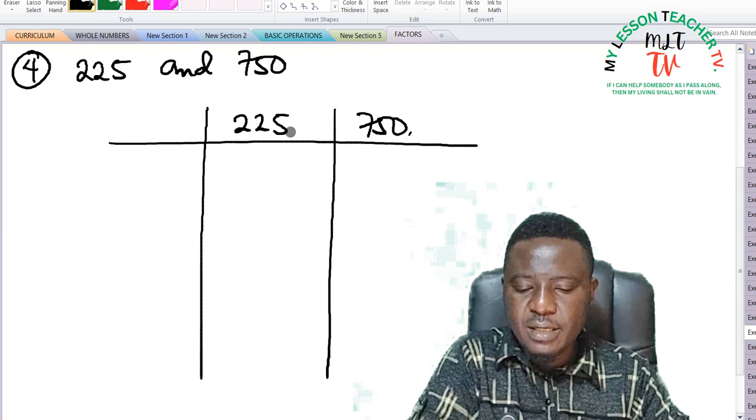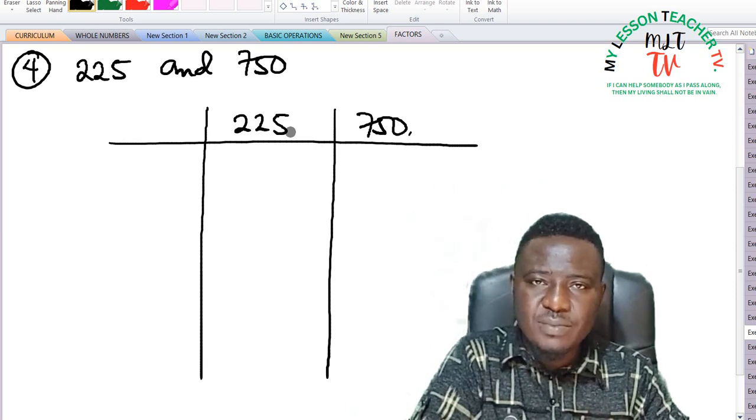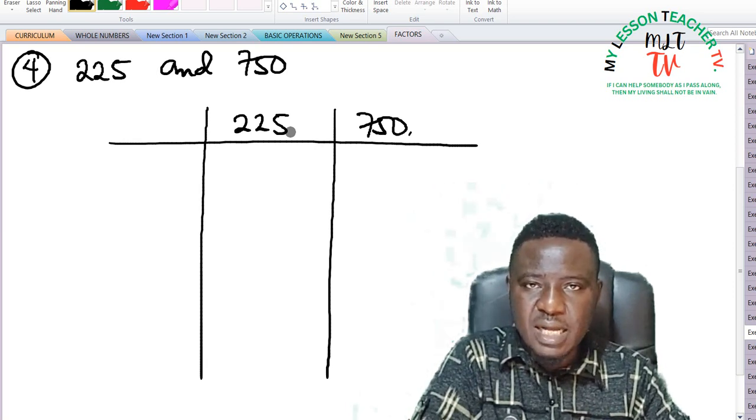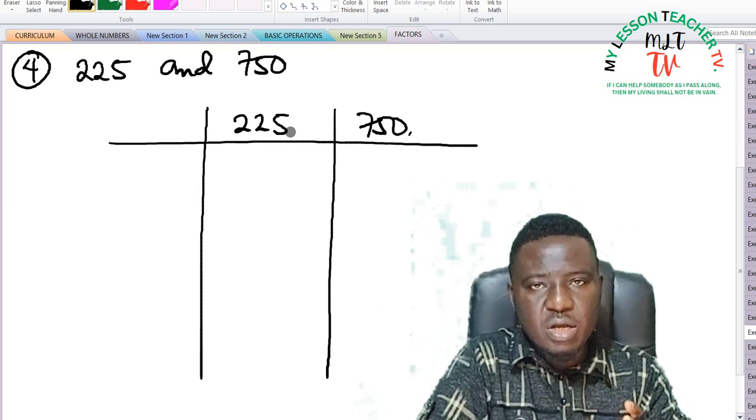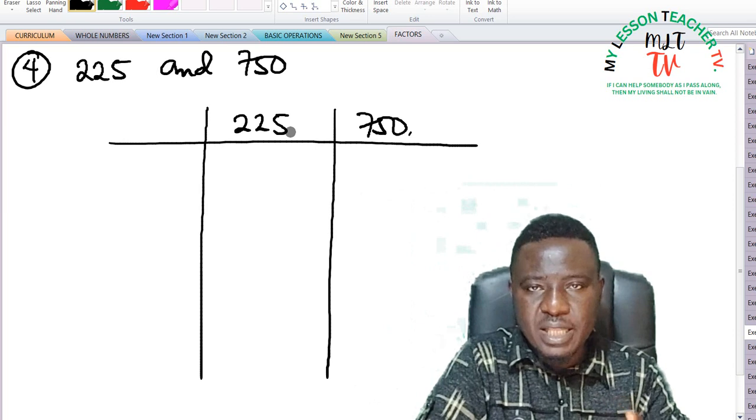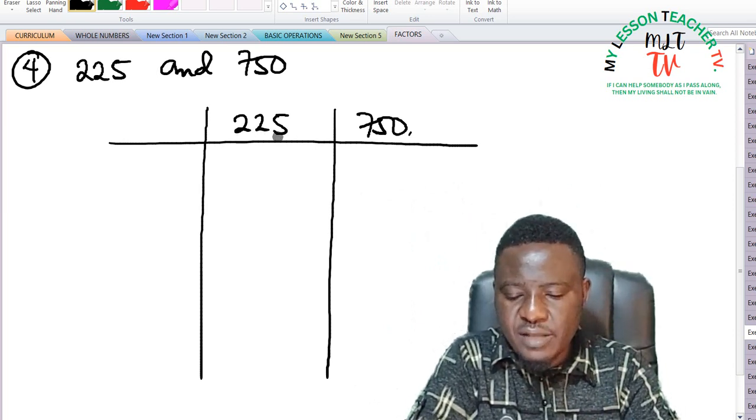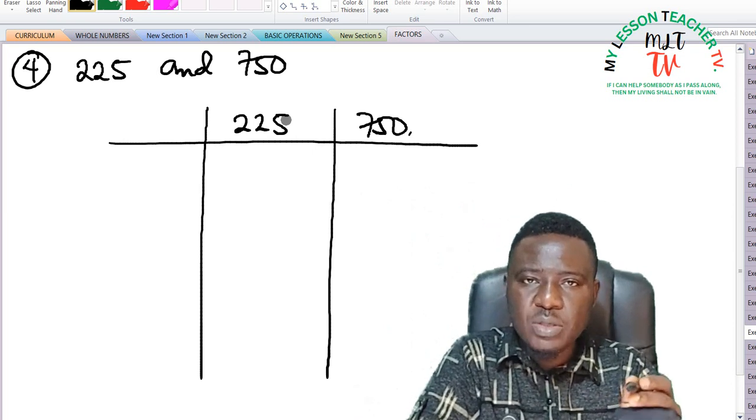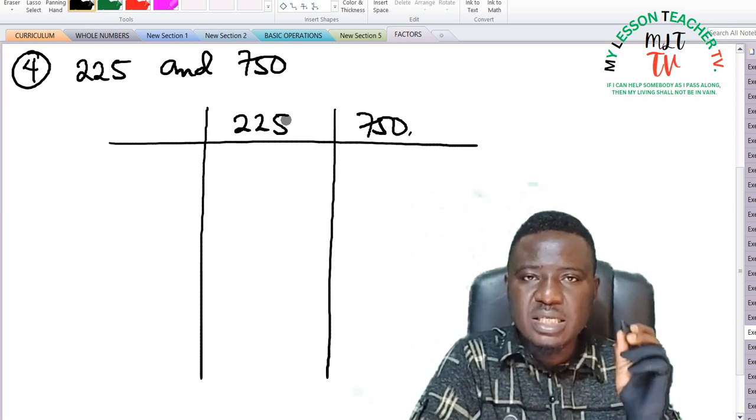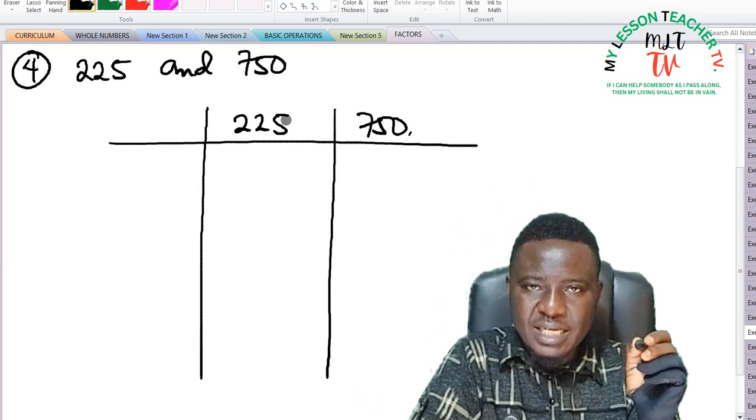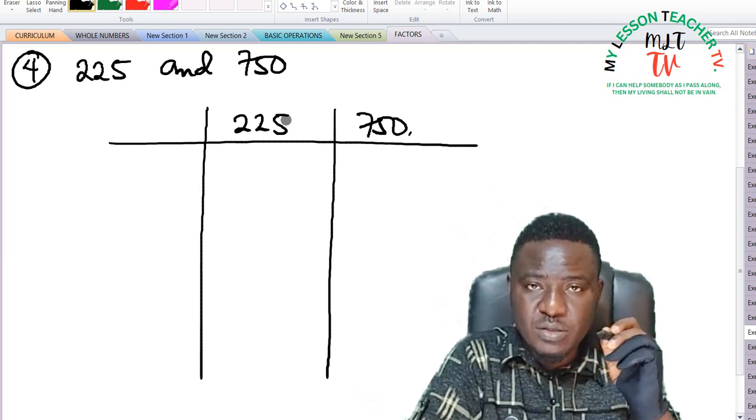Can 3 divide? Let's see. The condition for divisibility by 3 says that the sum of the digits of that number must be a number that is divisible by 3. If you add 2 plus 2 plus 5, it gives you 9, and 9 is a multiple of 3. It therefore means that since 3 can divide 9, 3 can divide 225.